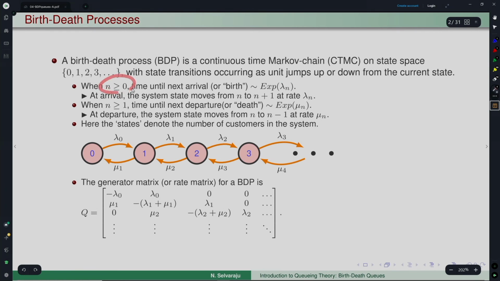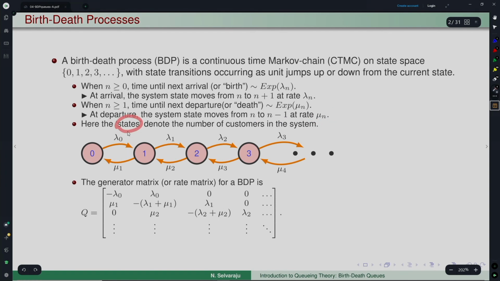So, when n is greater than or equal to 0, the time until the next arrival, which is regarded as a birth, follows an exponential distribution with parameter lambda n. So, at arrival what happens? The system state moves from n to n plus 1 at the rate lambda n. Now, whenever n is greater than or equal to 1, so there is at least 1 in the system, the time until the next departure, regarded as a death, follows an exponential distribution with parameter mu n. So, that means at departure the system state moves from n to n minus 1 at the rate mu n.